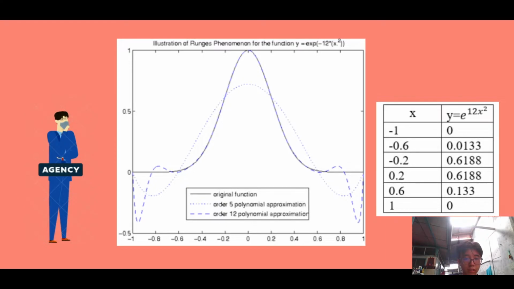The figure shows that as we increase the order of the polynomial, our maximum error between e to the power negative 12x squared and the approximating polynomial is actually increasing near 1 and negative 1. This increase of error close to the edges is known as Runge's phenomenon.